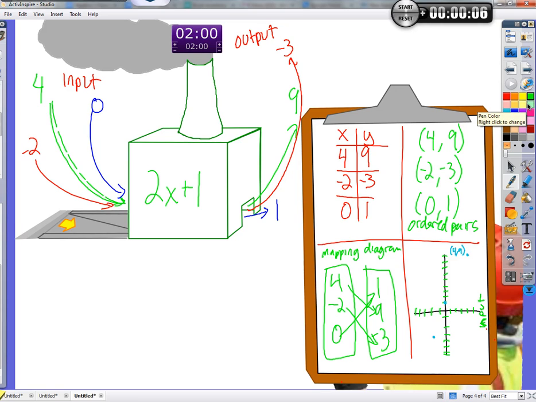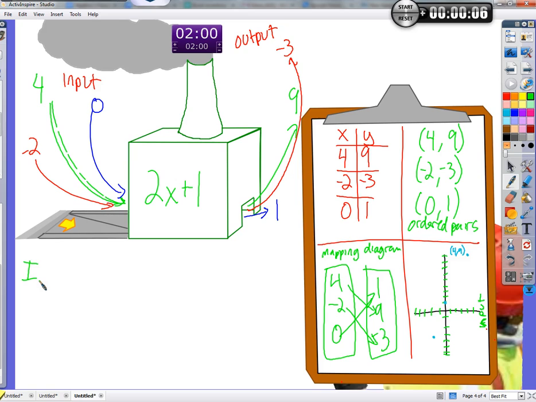Was that easy to understand? Does that make all kinds of good sense? Okay. Let me just qualify for you what a function is. It's really specific, but it's not very difficult. So the first thing about a function is that it has inputs and outputs.